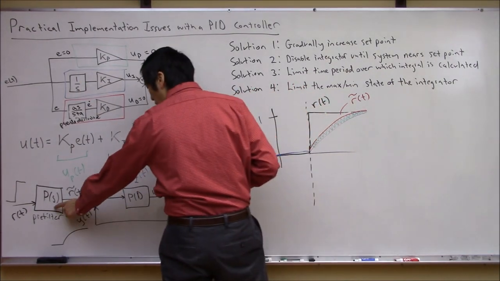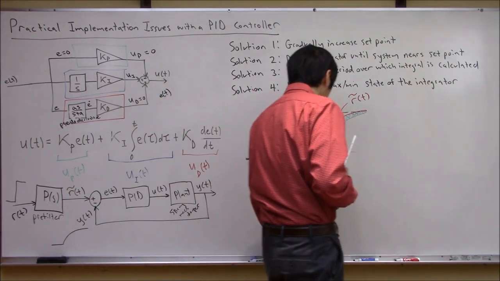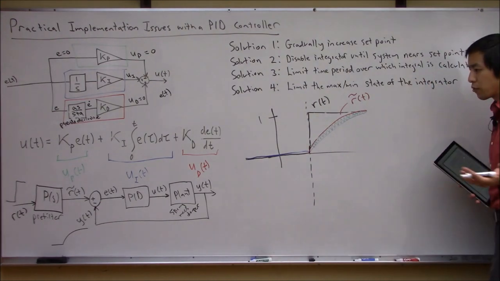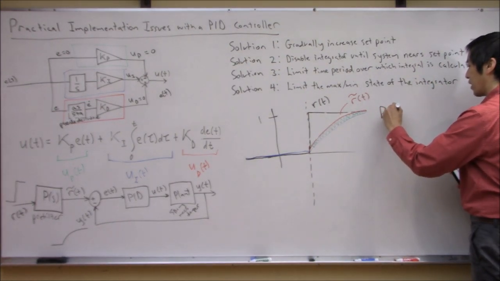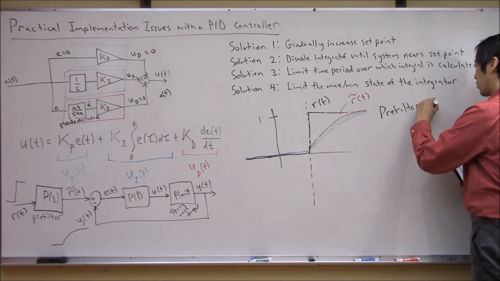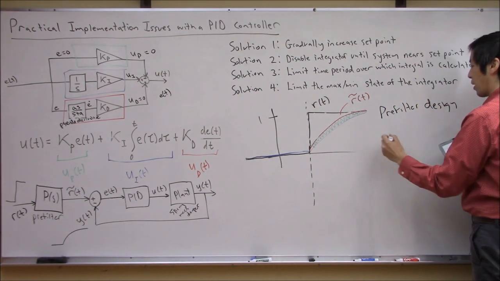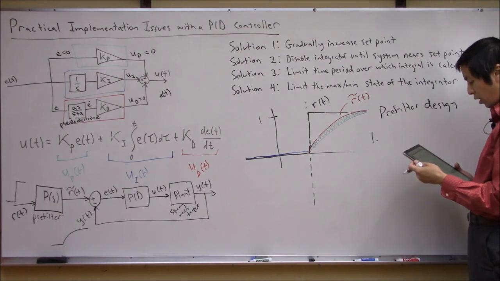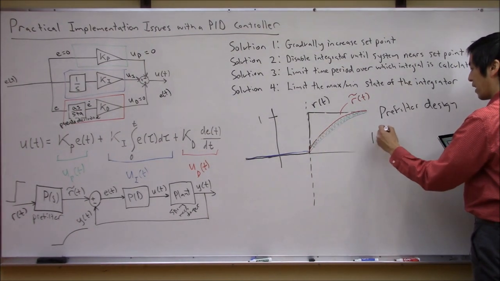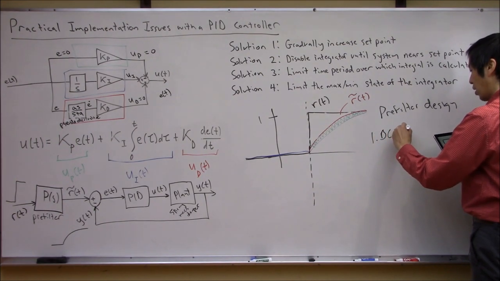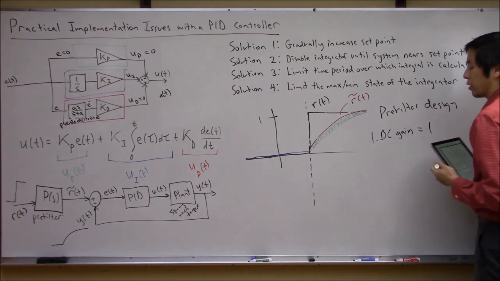So a couple of things to think about with this pre-filter. There are many ways you can pick this pre-filter, but when you're doing your pre-filter design, there are a couple of things you may want to think about. The first thing you probably want to make sure of is that you want this pre-filter to have a DC gain of unity, of one.